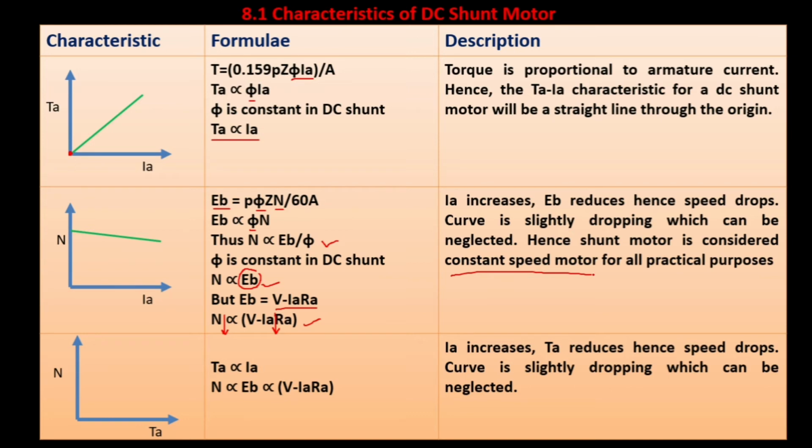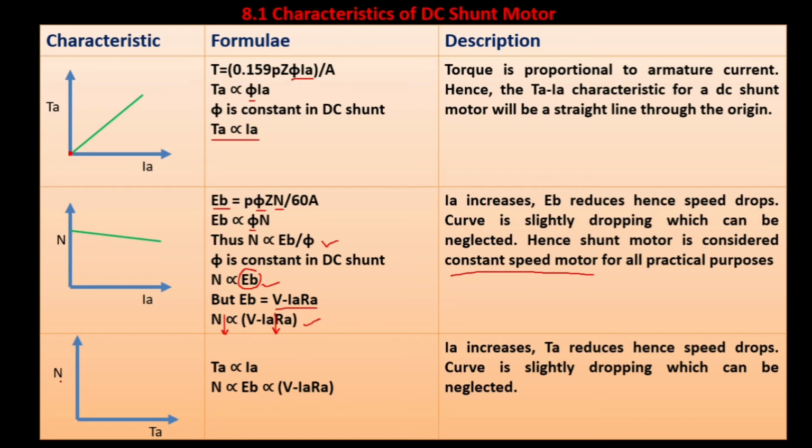That means the speed cannot be varied in a wide range. Okay, you can vary it, but slightly, not too much, for all practical purposes. So wherever the applications where the speed variations are not involved, you can go for a DC shunt motor. Okay, now coming to the next characteristics.